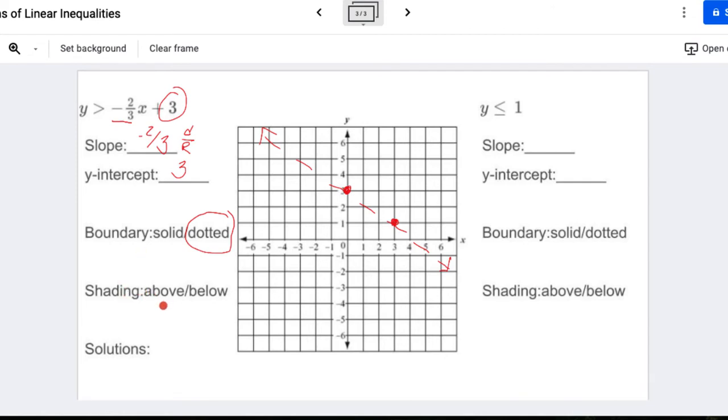Do we shade above it or below it? Well, since it's in slope-intercept, all we have to do is look at the inequality sign. Since it's greater than, we are going to shade above it.